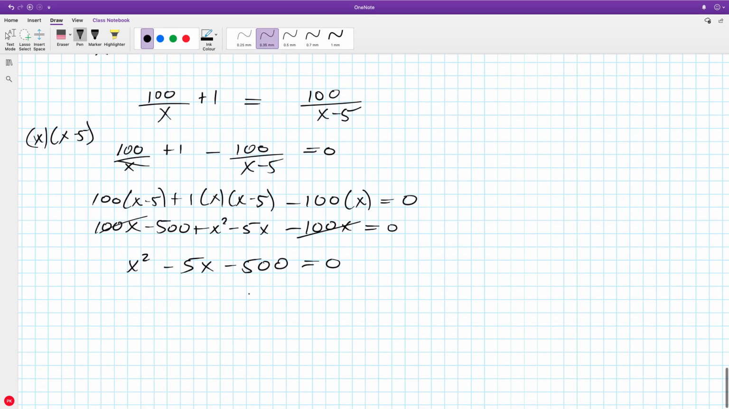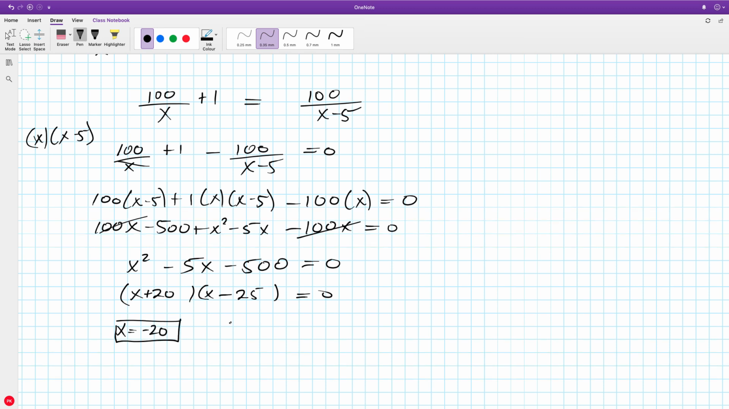500 should leave a difference of 5. 25 and 20. Is it? Check it. Yeah. Bracket, bracket, x and x. 25, 20, minus 25 plus 20 to give us your minus 5. x is equal to minus 20, and x is equal to 25.